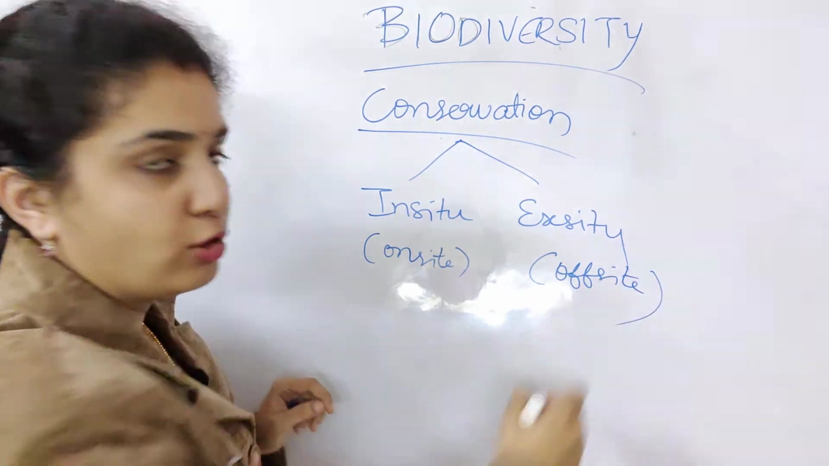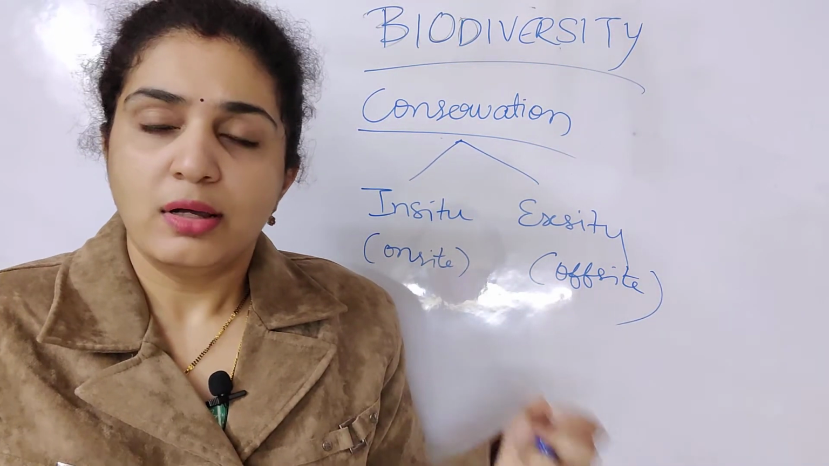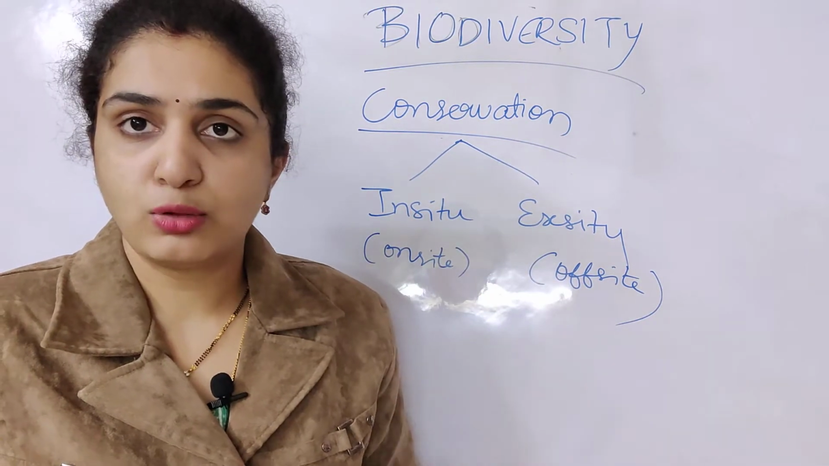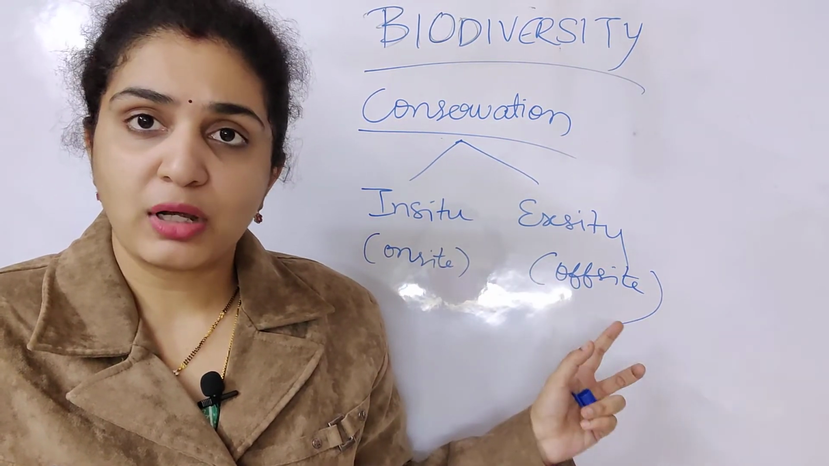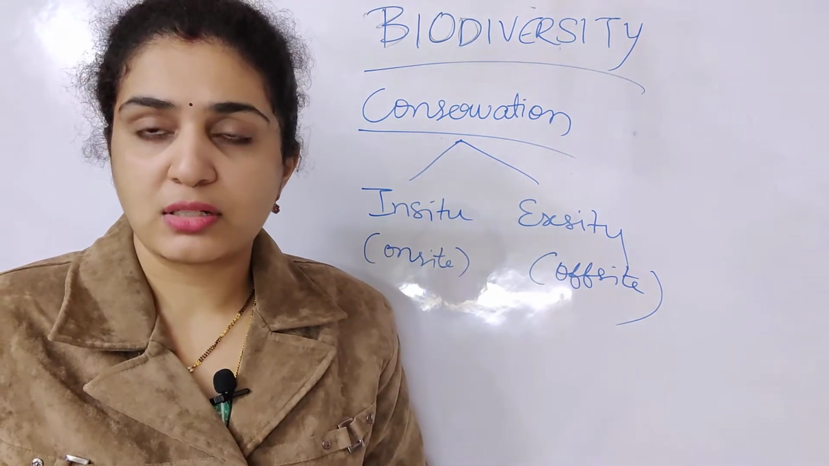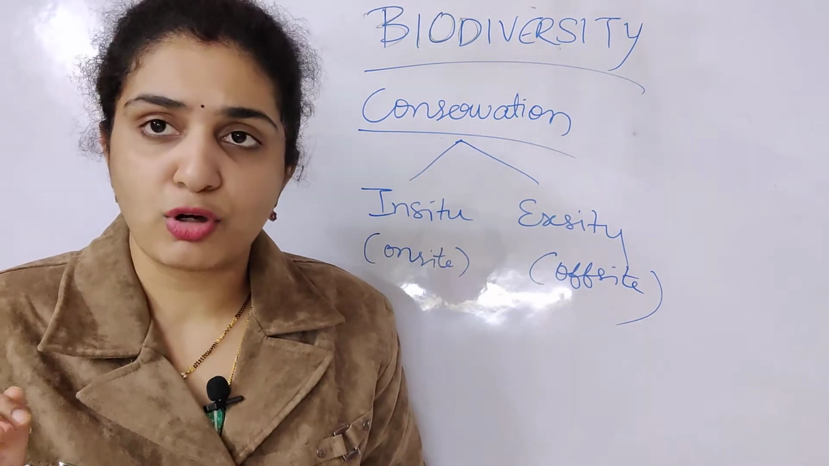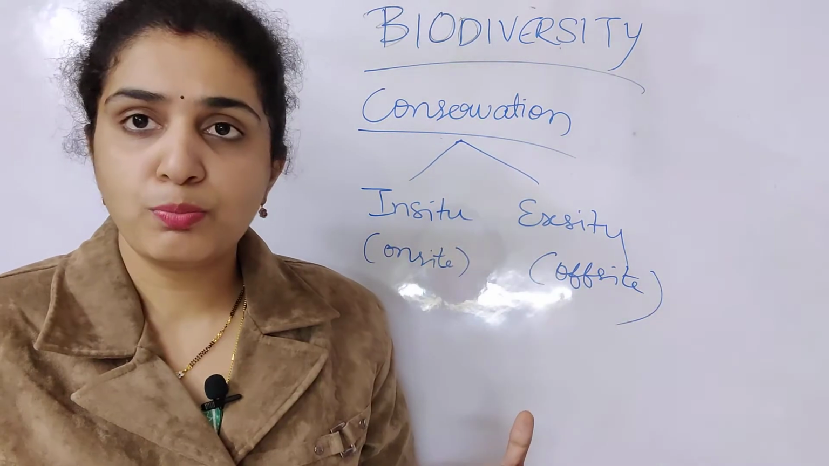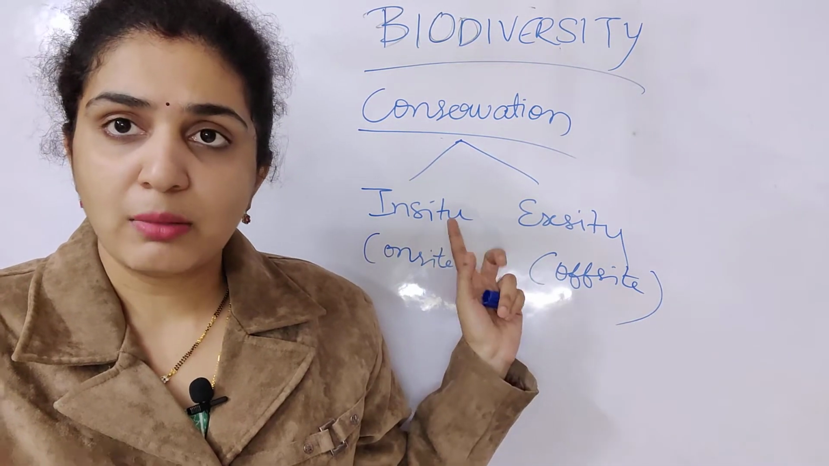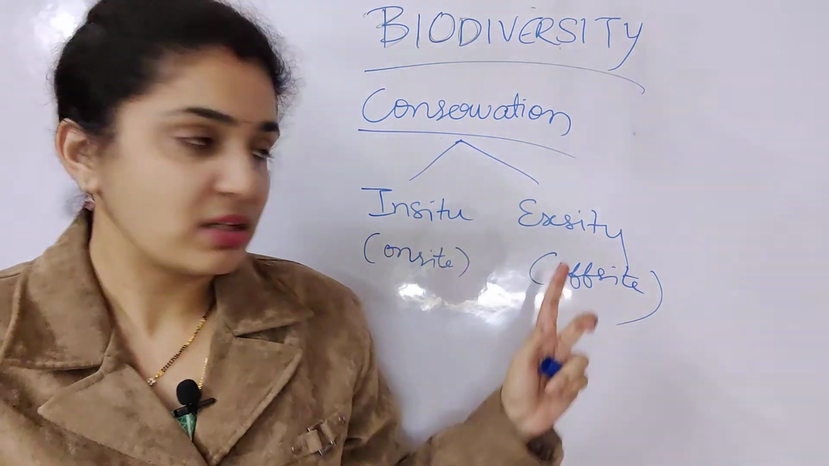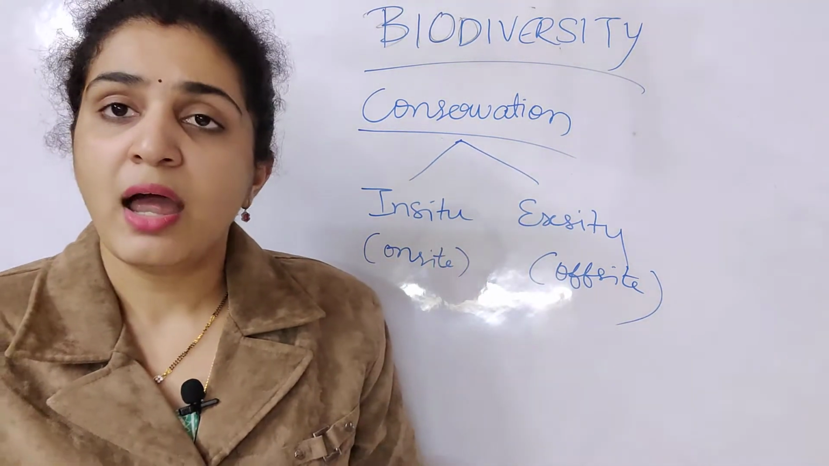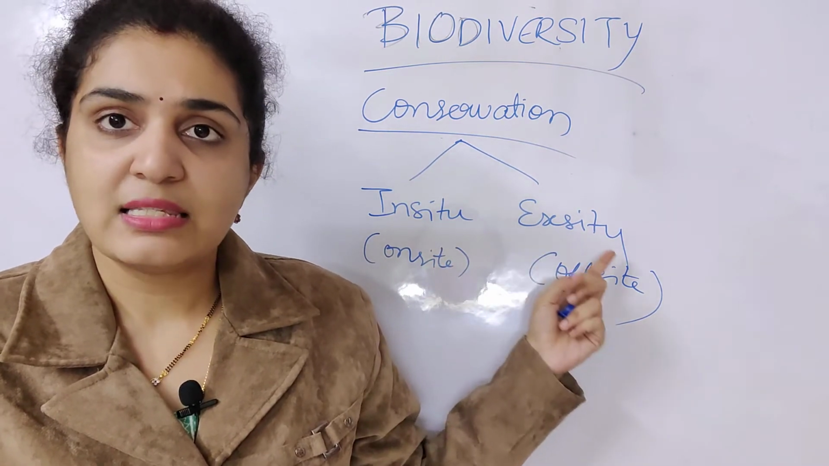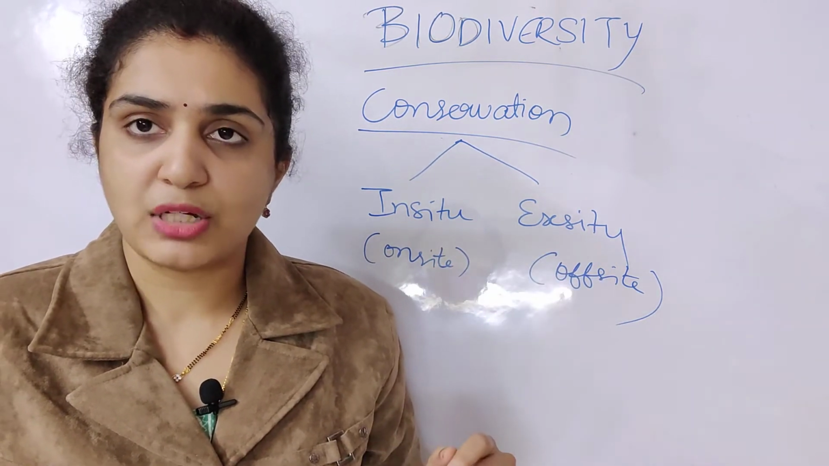Suppose you're trying to protect a tiger. If you are thinking only about the tiger, it comes under ex situ conservation. If you are talking about the tiger along with the forest, where the tiger is present, then it is in situ conservation. In situ is on-site conservation, and ex situ is off-site conservation.